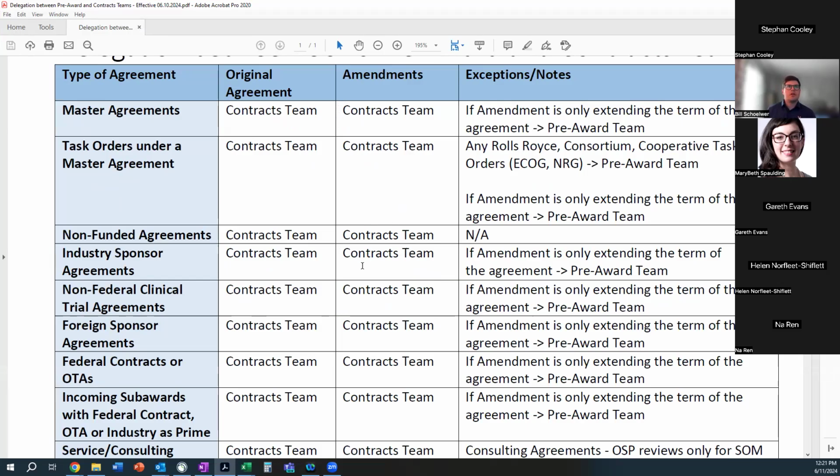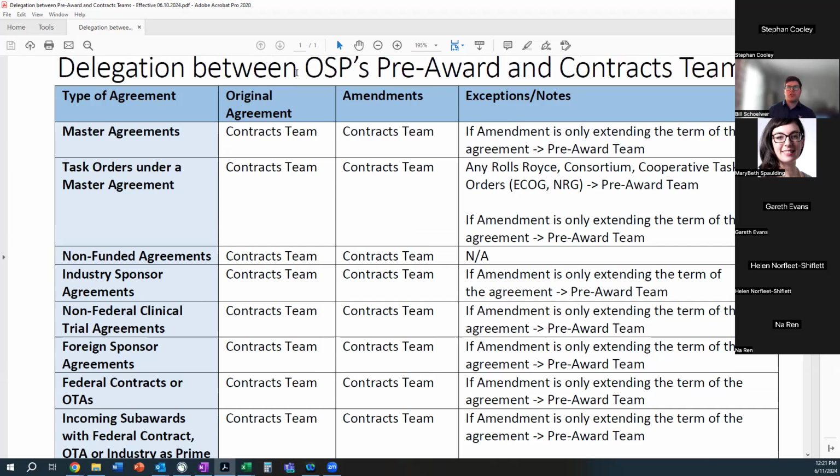Yes. So they will follow the delegation chart that outlines whether it's going to go to someone in pre-award or whether it goes to someone on the contracts team. So what we break out here is an original agreement versus an amendment, because we do have situations where if something's only extending the term of an agreement, it may go to the pre-award team. But if it's an initial review of all of the terms, it'll go straight to the contracts team.